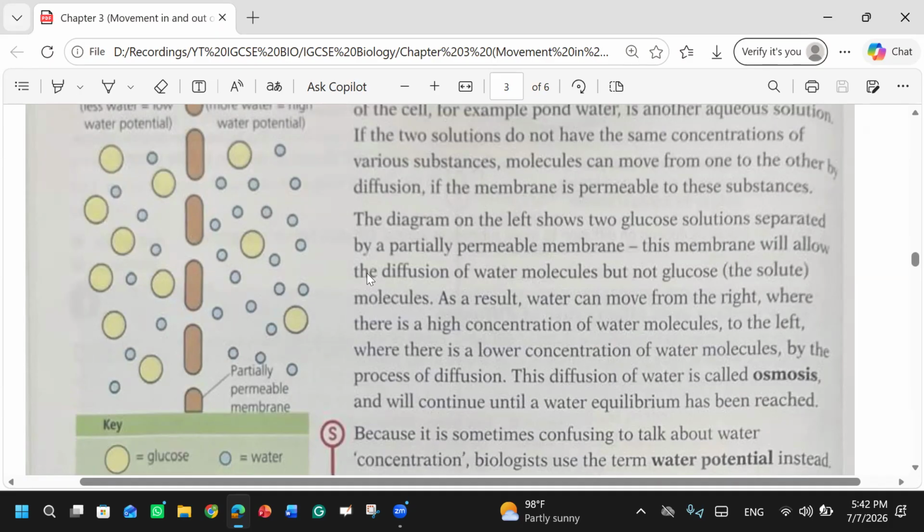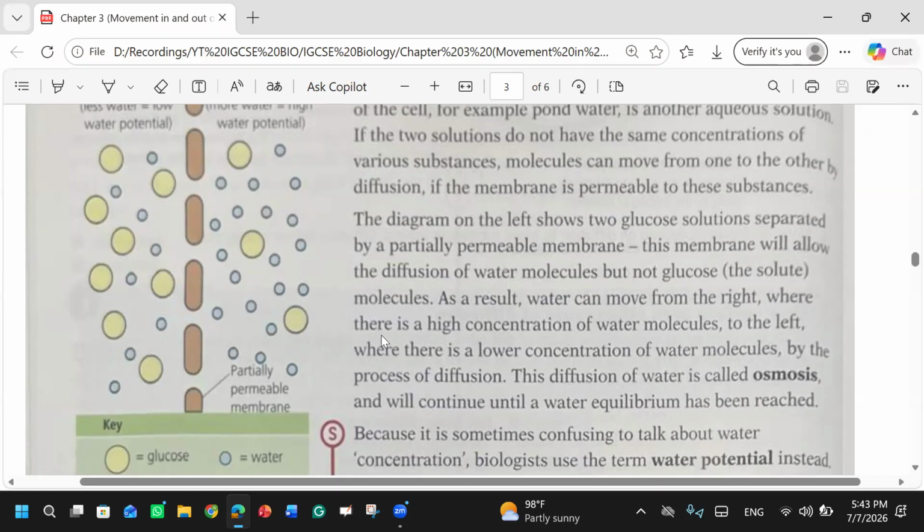So what will be the movement? How will osmosis occur in this, and which particle will move? The water will go from right to left, so it will reach equilibrium. So the water particles will be the same.